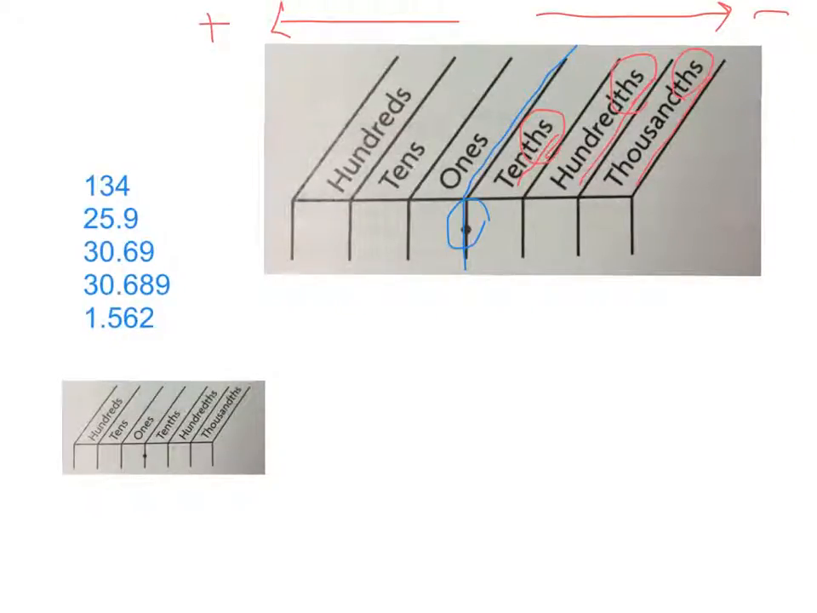So we're noticing that the names of the place values to the right of the decimal point all have the letters TH at the end. Tenths, hundredths, thousandths. And the place values to the left of the decimal sign don't have those TH, huh? That's an interesting thing to notice.